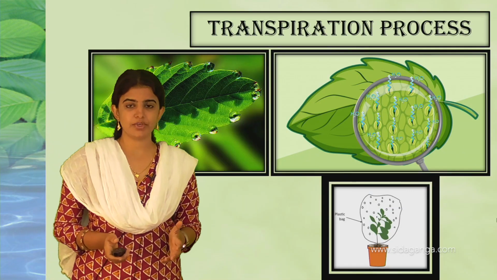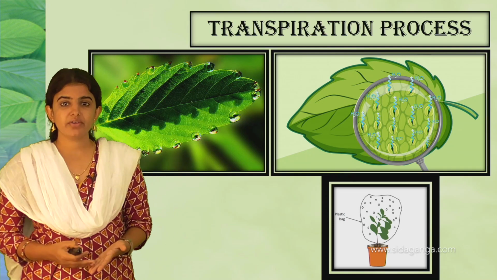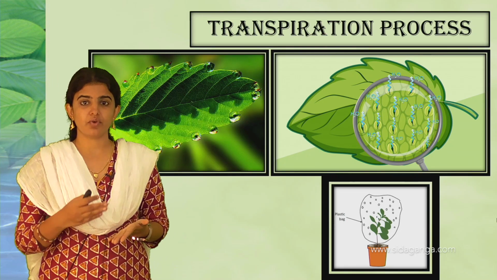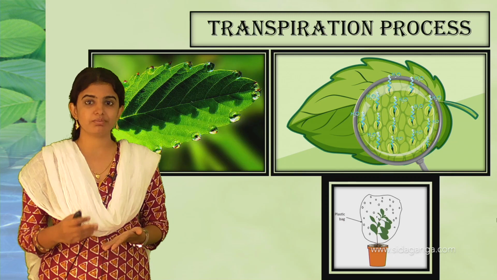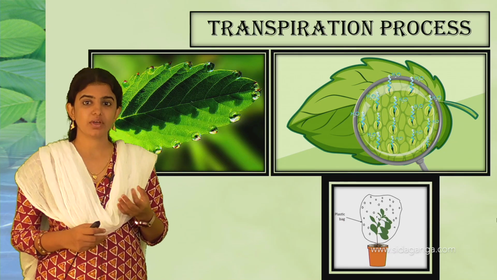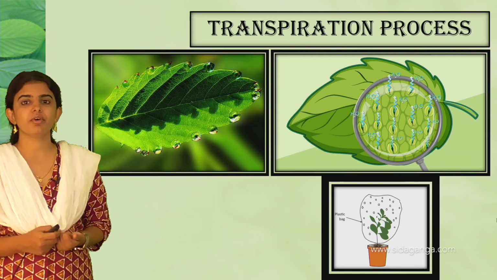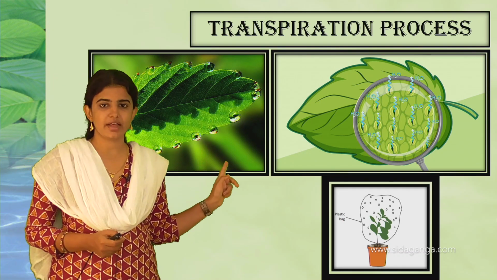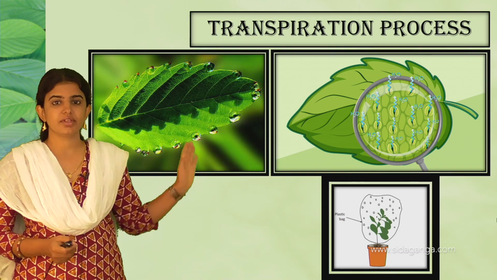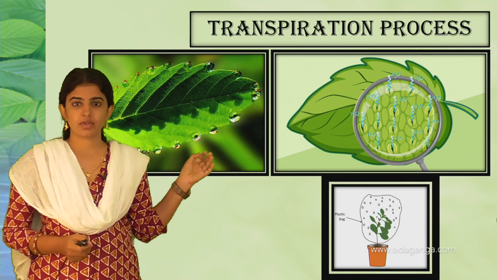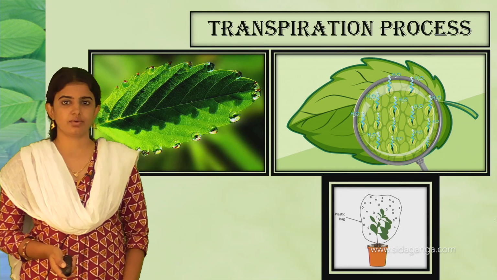Next one is the transpiration process. It is the process where water comes out of the leaf in the form of water vapor, and this is called transpiration. We can see the water coming out from the leaf here.